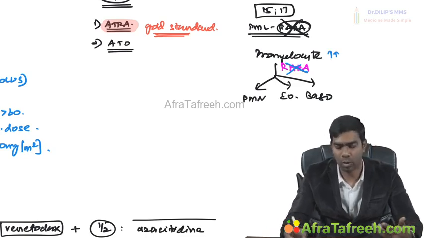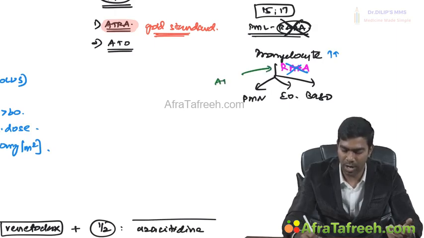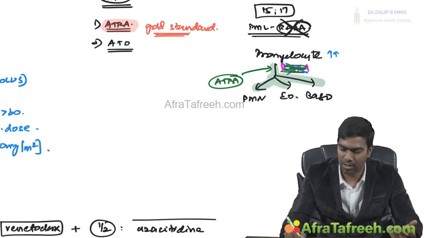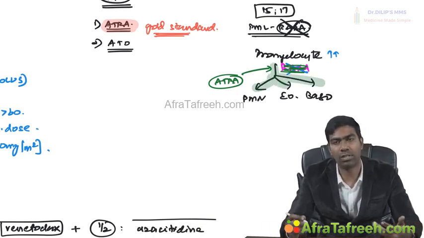The good thing about this ATRA is that the moment you add all-trans retinoic acid, it clears off this RARA problem, and immediately all the promyelocytes will start differentiating into neutrophils, eosinophils, and basophils as well. So that is the reason why you are removing the block and making the promyelocytes differentiate into their respective groups, and that is how you can cure this leukemia.